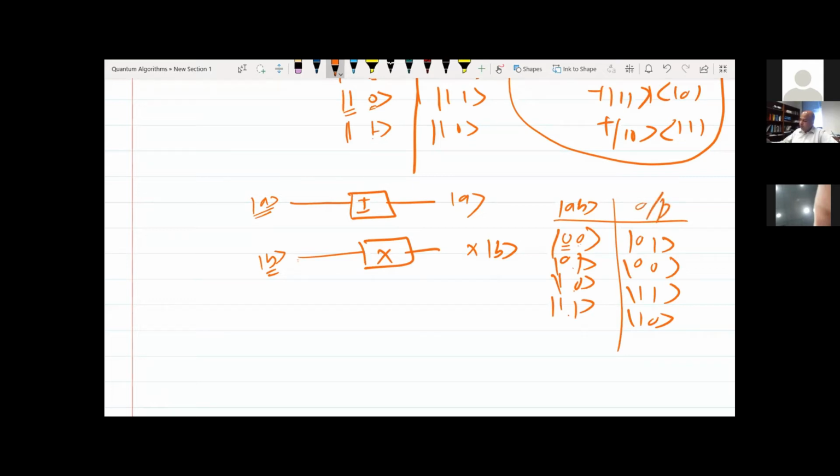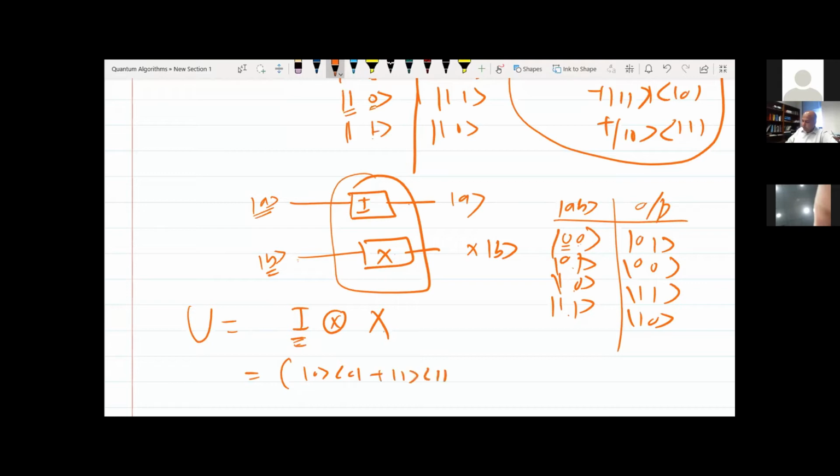This is the output. And I can write this combined unitary operation something like this: identity tensor X. So identity is the operation on this qubit and X is the operation on the second qubit, which means that if I write identity as 0, 0 plus 1, 1, that's what identity is. It has 1 at the diagonal elements, and then this X, we already know this X is 0, 1 plus 1, 0.